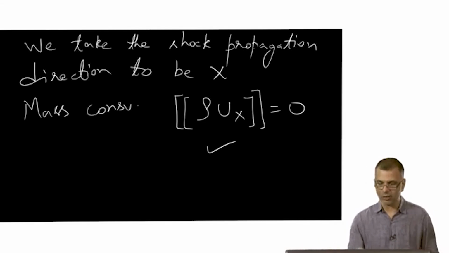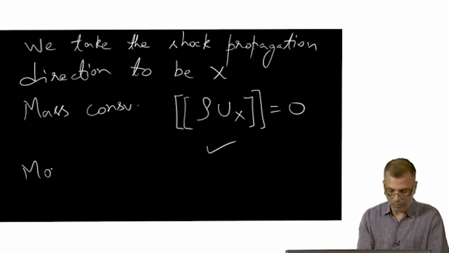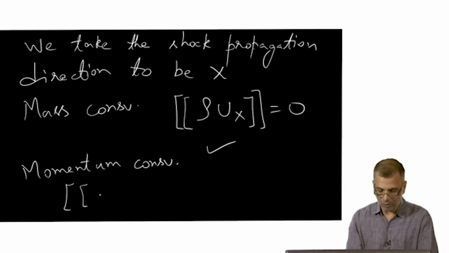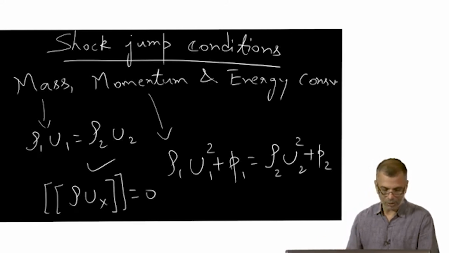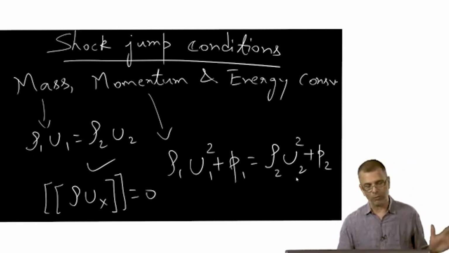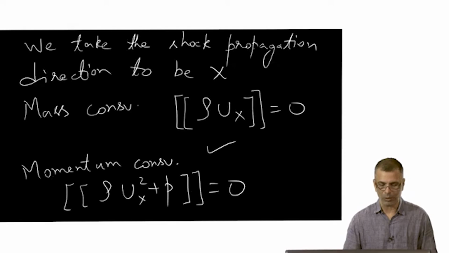So for sonic shocks, mass conservation can be written as that, and momentum conservation can be written as the jump in rho ux squared plus p equals 0. Again, this is the same as this. Okay. So far we are not saying anything new, we are simply reviewing what we have already done. There is nothing terribly new in what we are saying here, and for completeness the energy conservation is written as this.